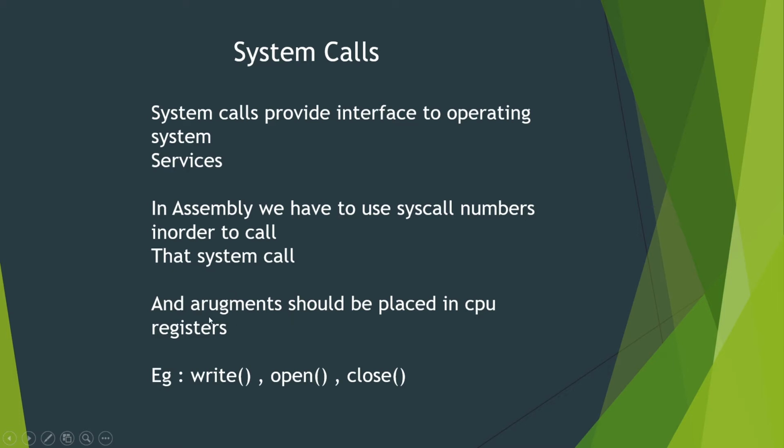And the arguments should be placed in the CPU registers. Sorry, there is a small spelling mistake from when I was making the slides. If a system call contains more arguments, we need to put the arguments in the registers. Okay, let's see different system calls now.